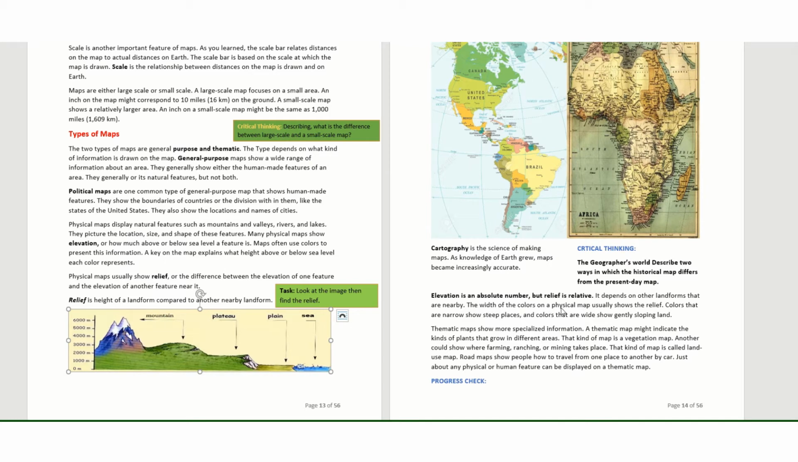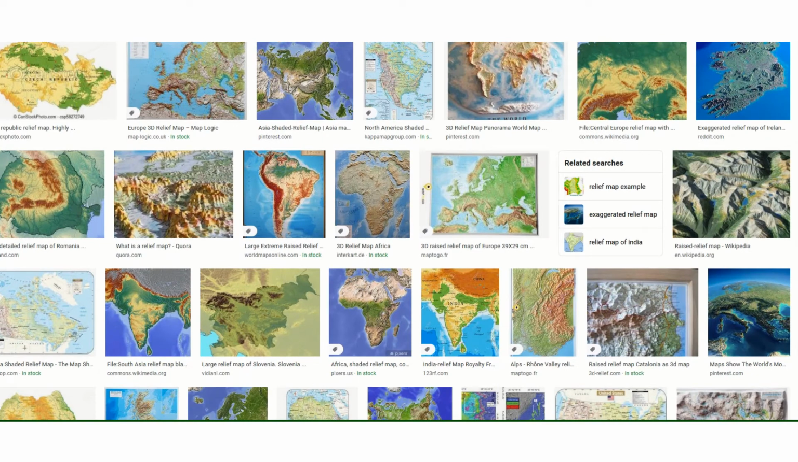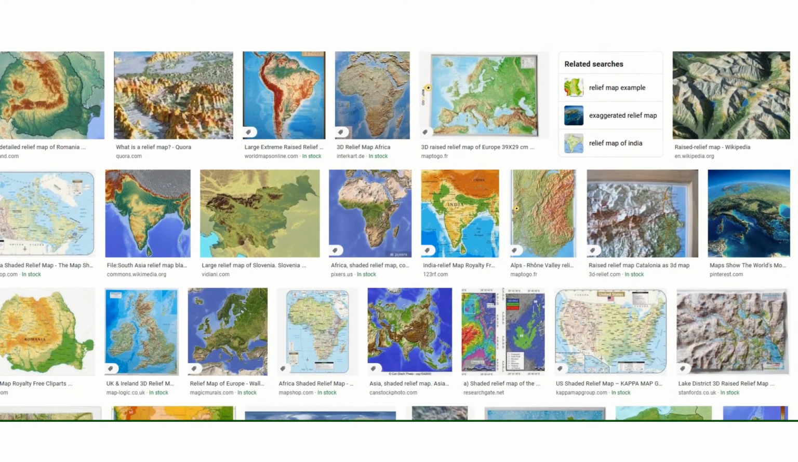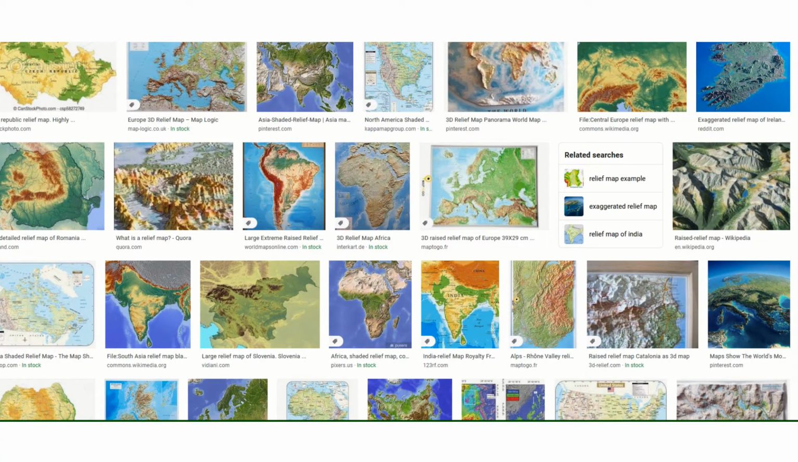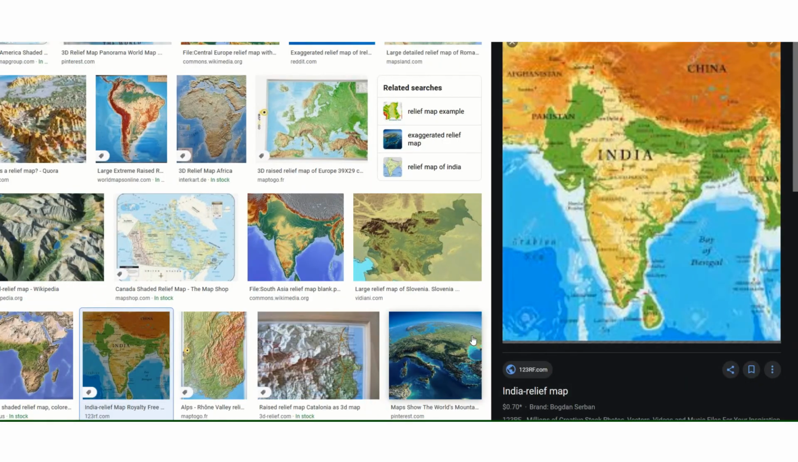The width of the colors on a physical map usually shows the relief. So the different colors are showing on the maps. I'll show you here how these maps are showing it. You can see here in the multiple maps, so just Google it, and you can easily identify which areas show the highest land. For example, we are taking this map.